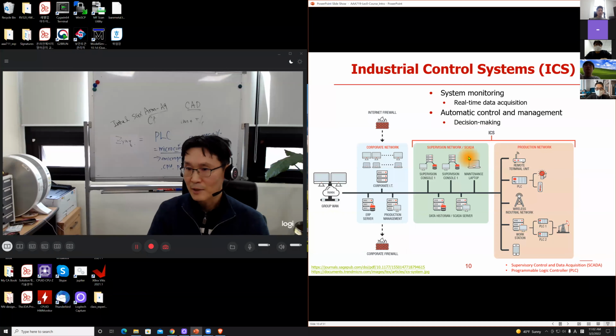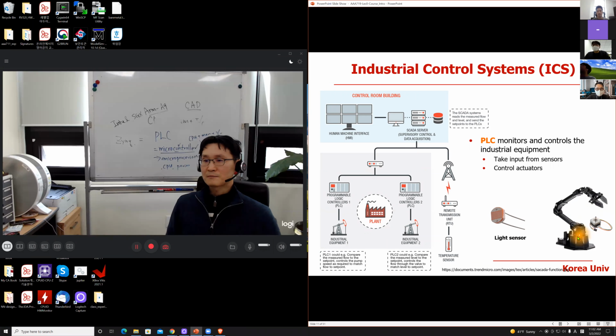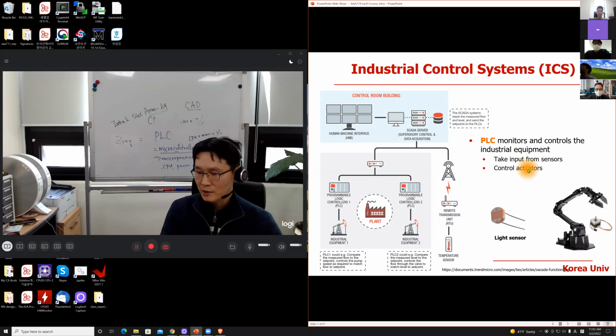Okay, so block diagram, ICS. Same message. You have a PLC connected to this equipment. A second PLC connected to this equipment, and you have a SCADA system. So based on the sensor input, you do something. Sensor input, you move this robot arm. Inside this robot arm, there's an actuator like this DC motor. So input and output. PLC takes input from sensor, controls actuators.